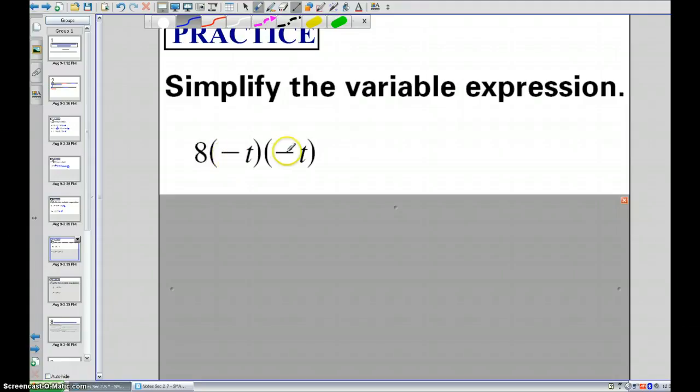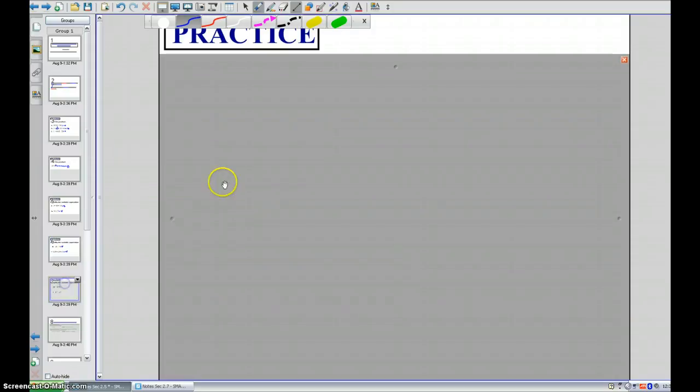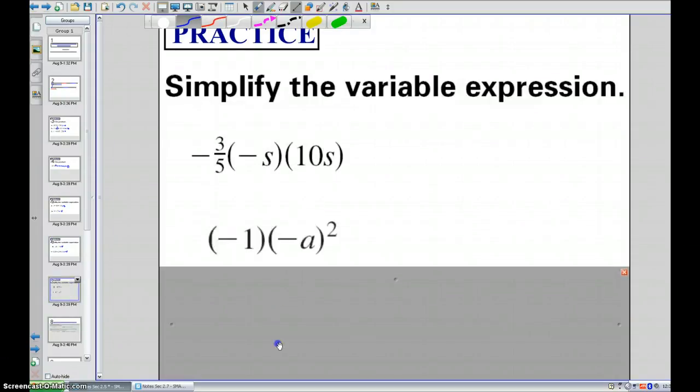Once again, negative, negative, so we have to end up with a positive. So we end up with 8t squared. Perfect. And then here we have negative, negative, negative, so our answer will yield a negative number. So 4 cubed right there. Perfect. Moving on to another one.